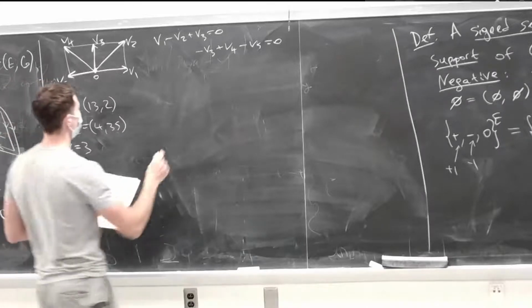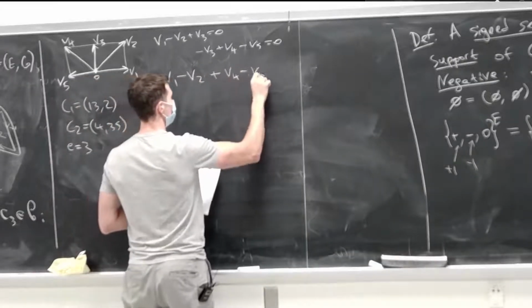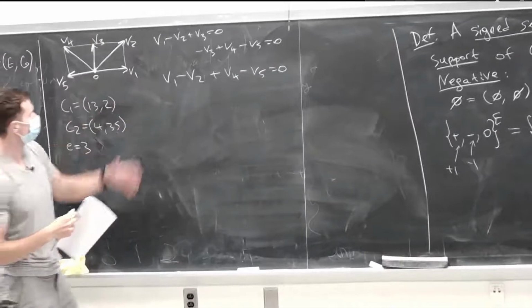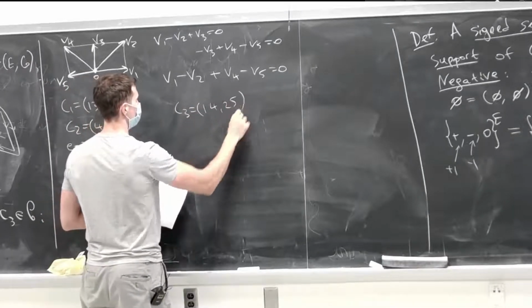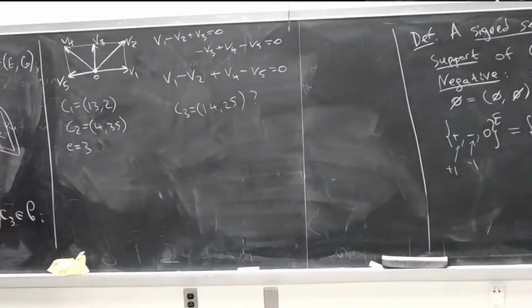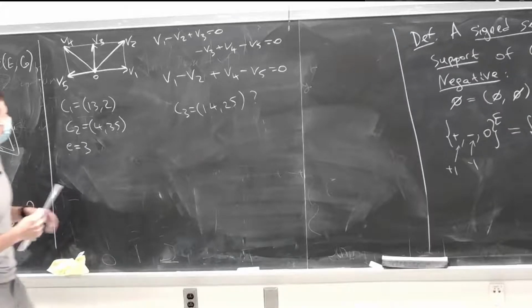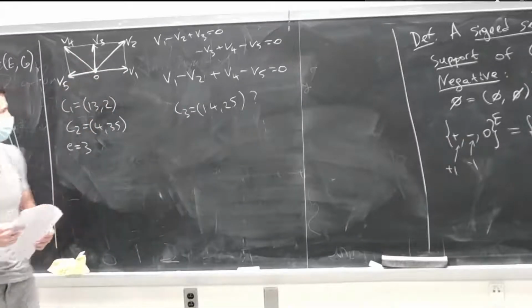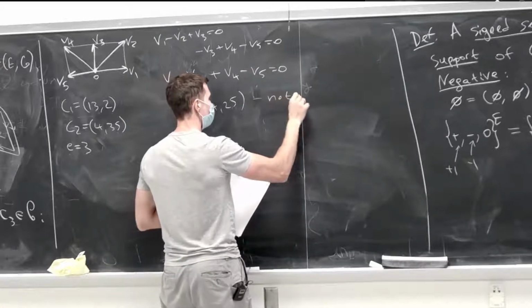Okay, I can add the two equations. Nice. V1 minus V2 plus V4 minus V5. Okay. So is C3 just given by 1, 4, 2, 5? Does that work? That's not a circuit. Right. It's a circuit in 2 dimensions. The circuit contains at most 3 elements. So that's actually an honest linear dependence, but not minimal. Not a circuit.